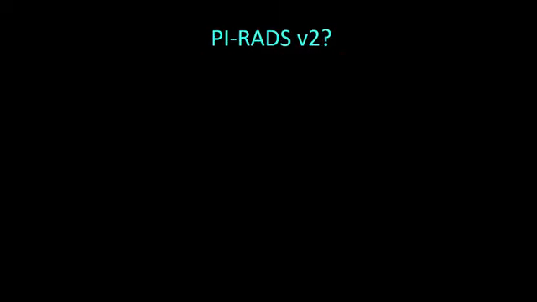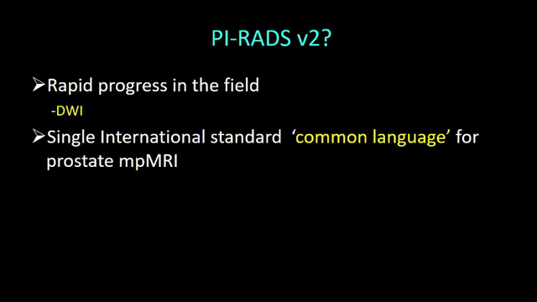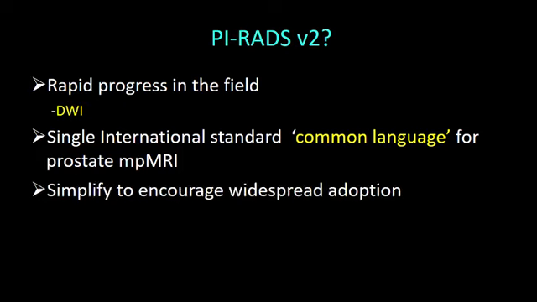So if all that was there, why was version 2 even needed? As soon as version 1 was published, there were clear limitations, because it was put together to try to get something out, since there was such a big need. And there was rapid progress, obviously, especially in the area of diffusion imaging. The idea was to get a single international standard, a common language for all to speak, to simplify and to encourage widespread adoption.